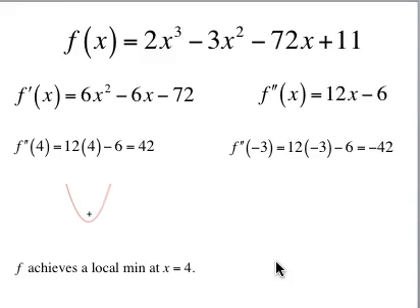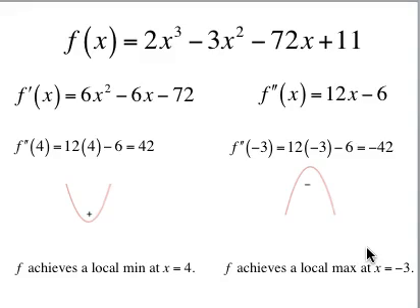The other critical value was negative 3. So f double prime of negative 3: 12 times negative 3 minus 6, negative 36 minus 6, negative 42. Concave down. If the concavity is negative, it's an upside down parabola, in which case we will achieve a local maximum. Where? At x equals negative 3.